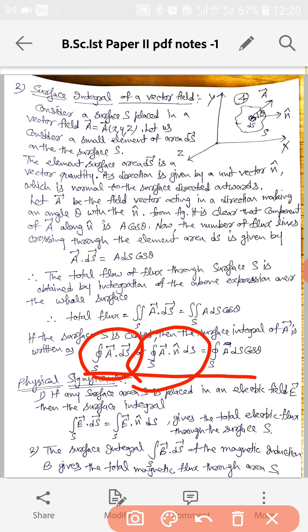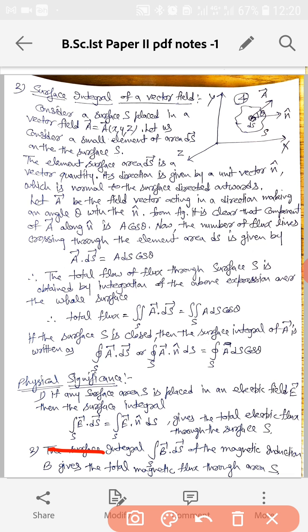Now we will discuss its physical significance. If any surface area S is placed in an electric field E, then the surface integral of that electric field over the surface will give us the total electric flux passing through the surface. This we will calculate in our coming chapters.